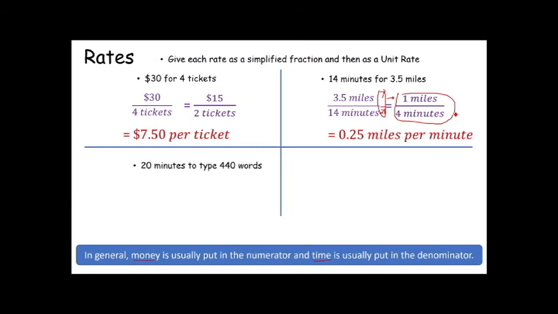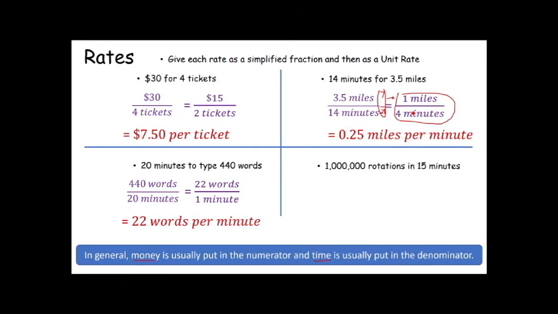How about this one? 20 minutes to type 440 words. That's 440 words in 20 minutes. Remember, we like to put time on the bottom. In simplest form, 440 and 20 simplifies to 22 words in 1 minute, or 22 words per minute.